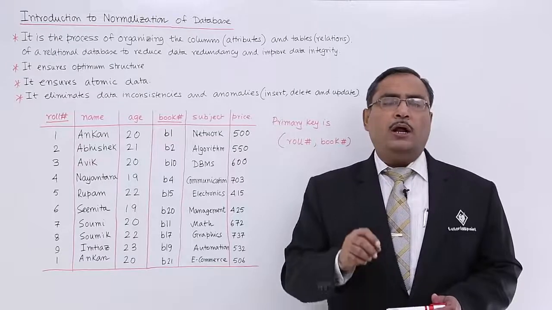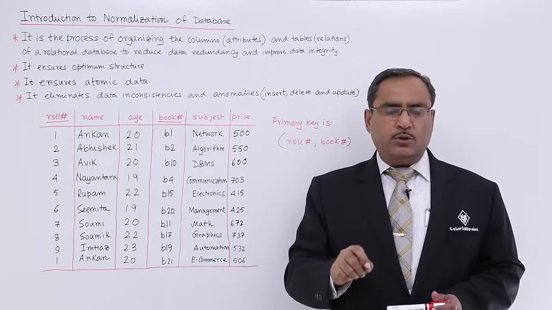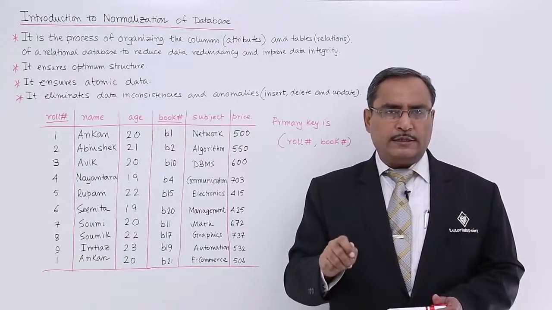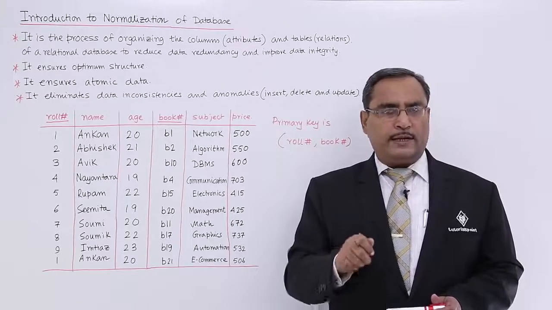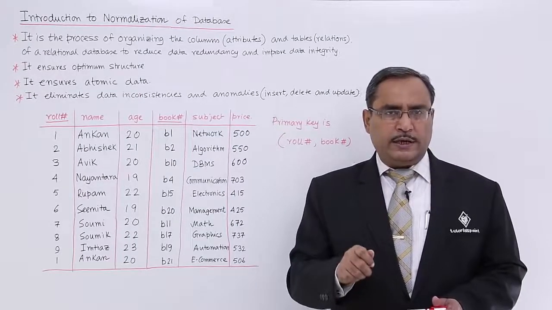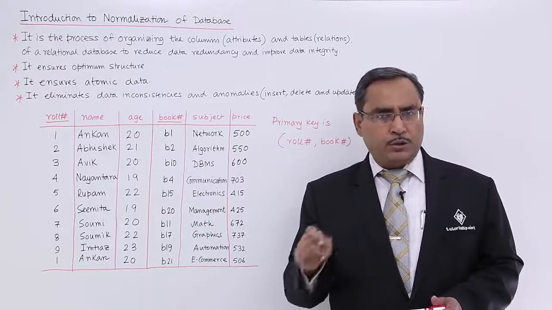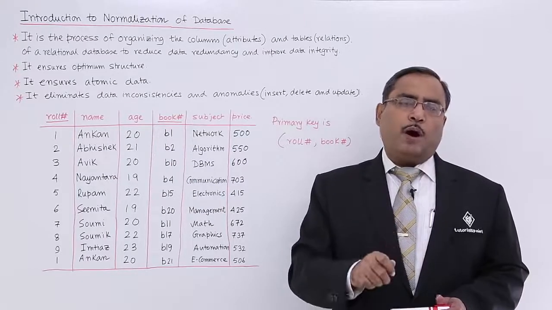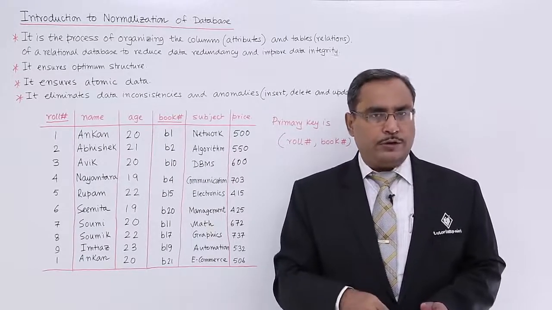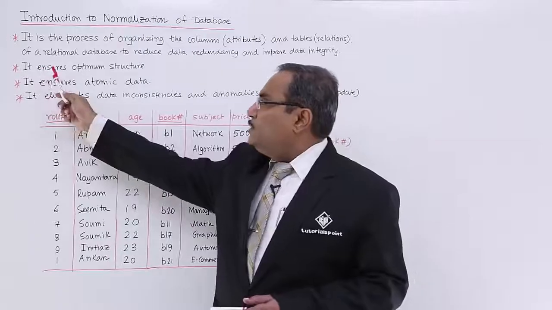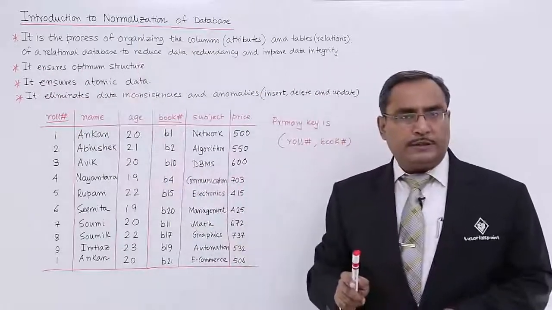So, that is why normalization is the process which will eliminate data redundancy and improve the data integrity, and obviously when the data redundancy gets reduced, then the scope of inconsistency will also be reduced. It ensures optimum structure of the database.